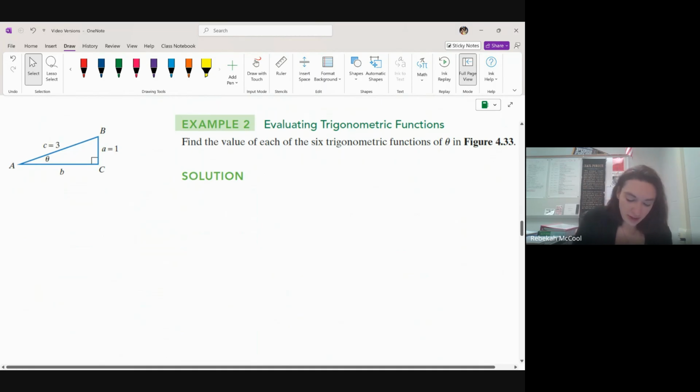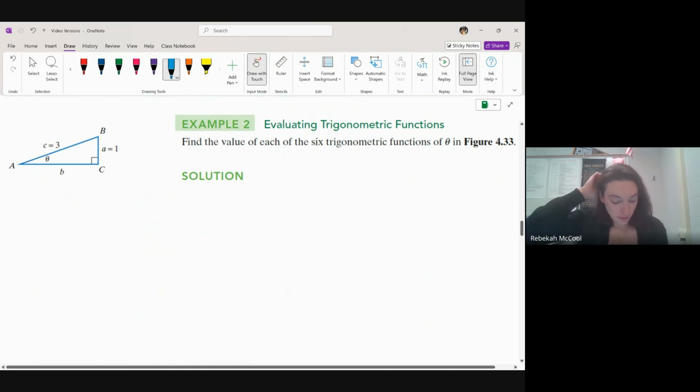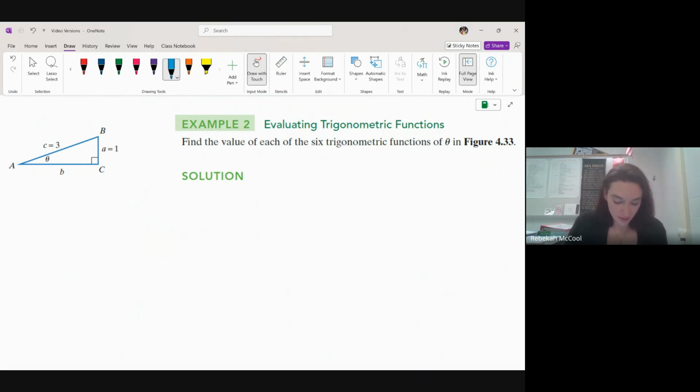Okay, we've got a different angle here. So this time we're still missing a side length, but it's not the hypotenuse this time. So we're gonna have to put in a little bit more work. So when we do our a squared, that's 1 squared, plus b squared is going to be c squared, which is 3, so 3 squared. So that's 9. We're gonna have to subtract the 1. So we know that b squared is gonna be 8, which means that b is square root of 8.